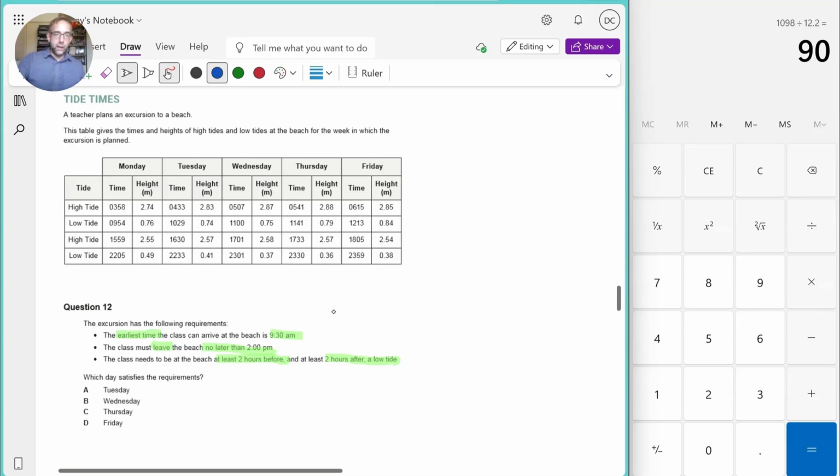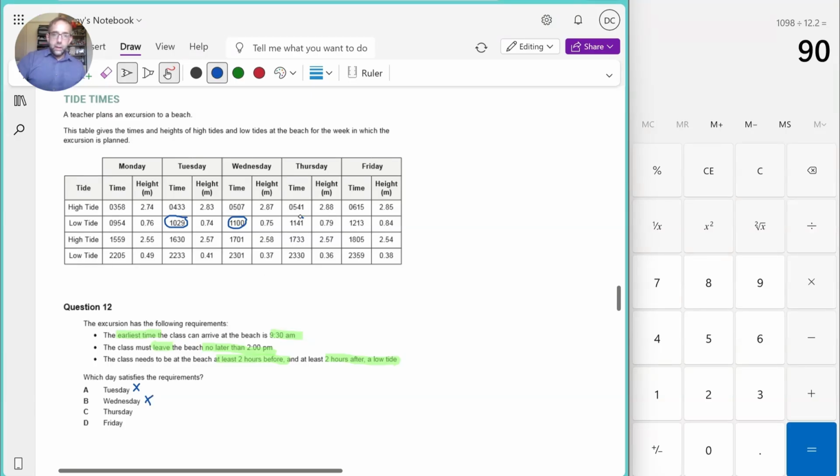So let's have a look at Tuesday. The low tide is at 10:29. We can't arrive until 9:30. So if we do 10:29, take away 2 hours, that's 8:29. So straight away, Tuesday is out. Moving on to Wednesday, the low tide is at 11 a.m. 11 a.m. take away 2 hours is 9 a.m. So again, we can't arrive until 9:30. So that is out.